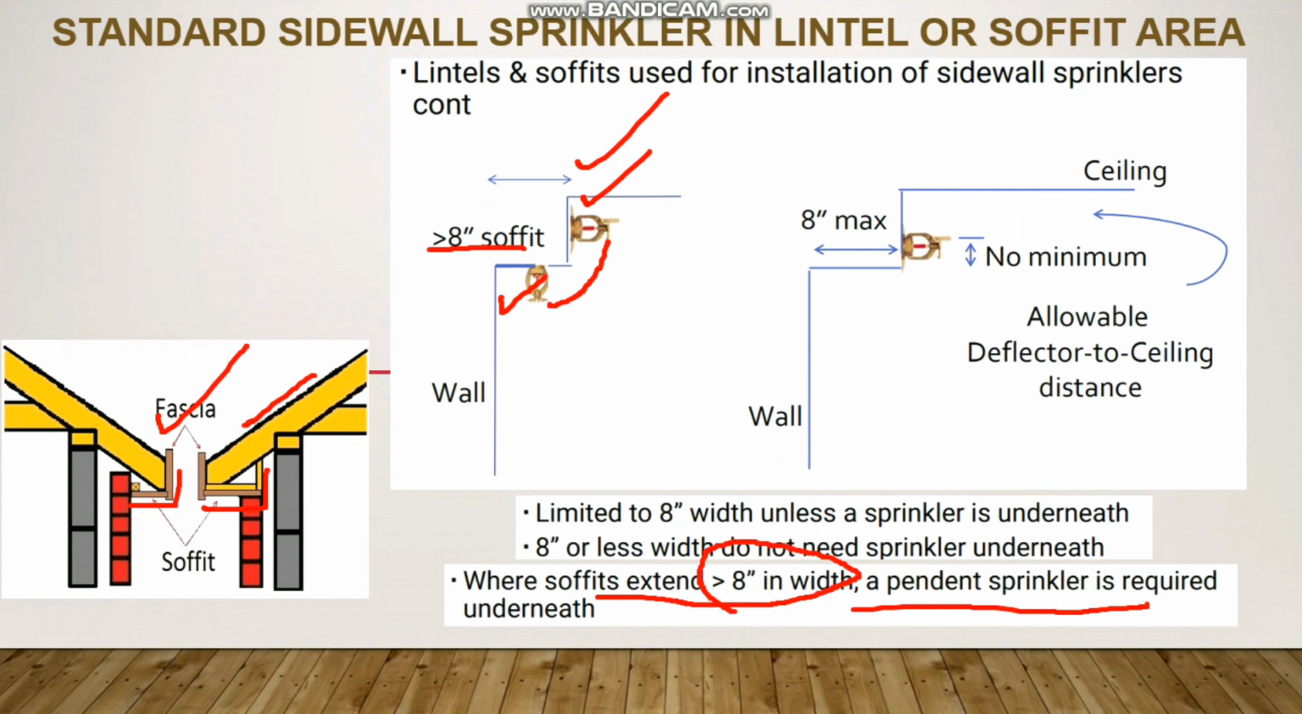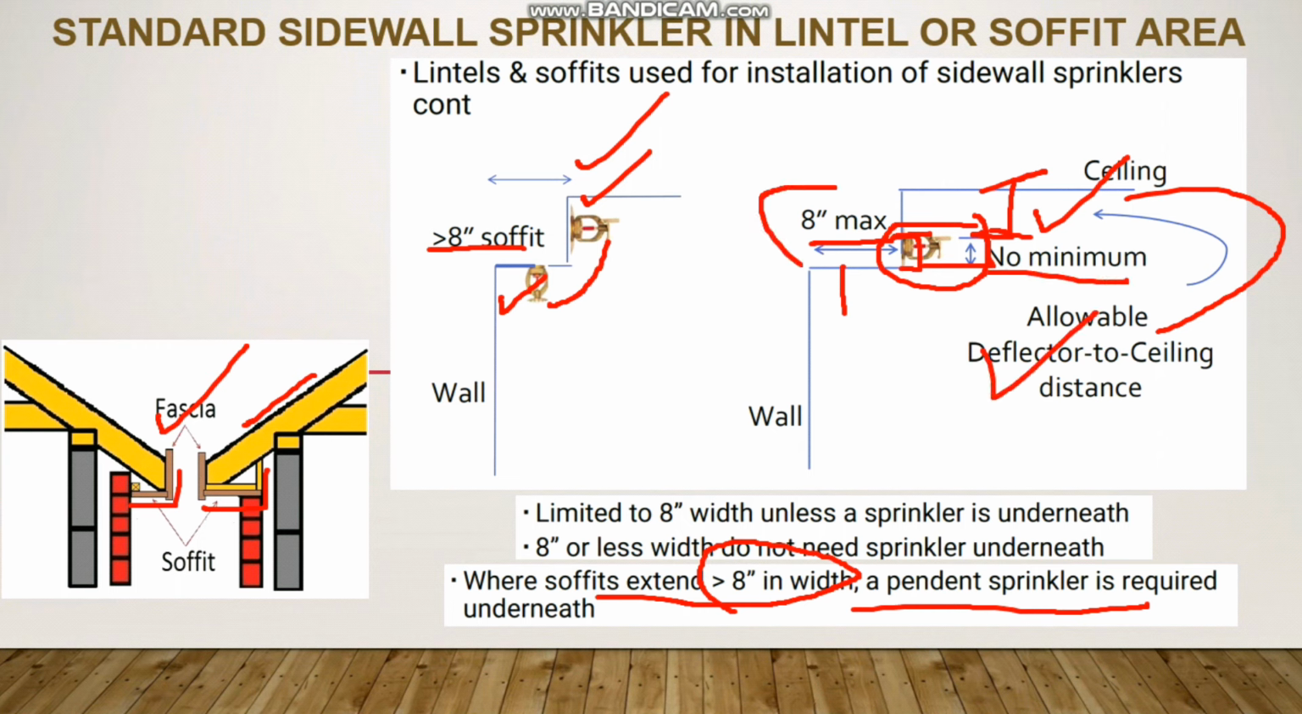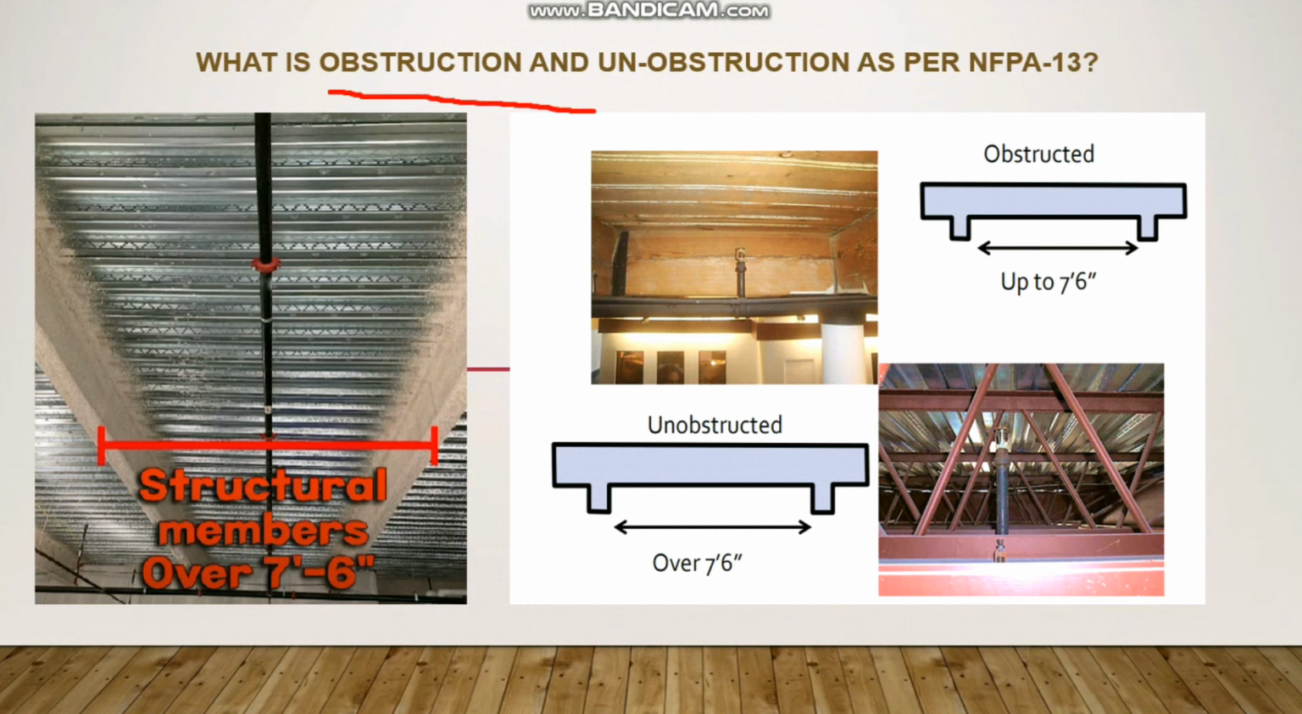And the second condition, if it is a maximum of 8 inch, then again I don't need a sprinkler here, and as usual we have to provide one sprinkler here. For the minimum distance from this area to this one, there is no rule, but the maximum allowable distance from the ceiling to the sprinkler, that rule as per NFPA 13 we have to follow. But below the sprinkler, from this area to the sidewall sprinkler reflector, there is no minimum rule. Only the maximum rule we have to follow. If it is less than 8 inch, fine; if it is more than 8 inch, then we have to provide the pendant sprinkler below also.